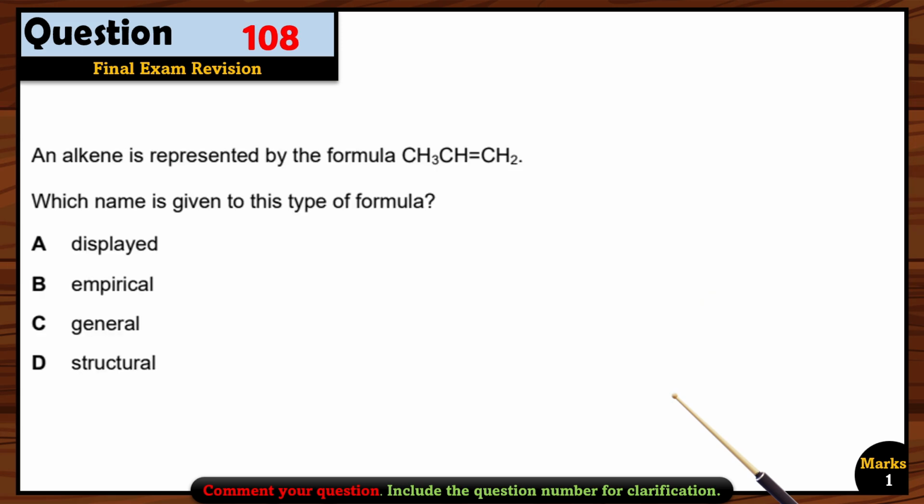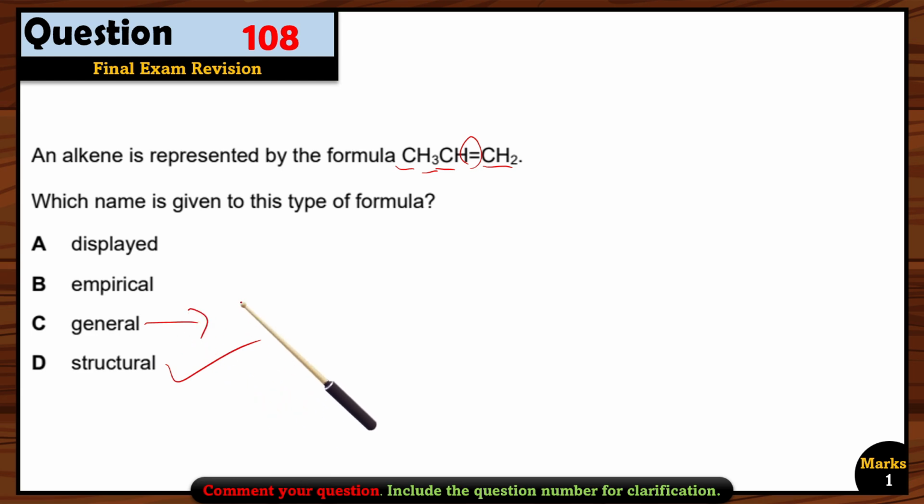An alkene is represented by the formula CH3CHCH2. Which name is given to this type of formula? So whenever they give you an open formula in which they show the structure of the compound, that first carbon has 3 hydrogens, second has 1, and there is also a double bond, and then the third carbon has 2 hydrogens. So it means it is actually the structure formula.